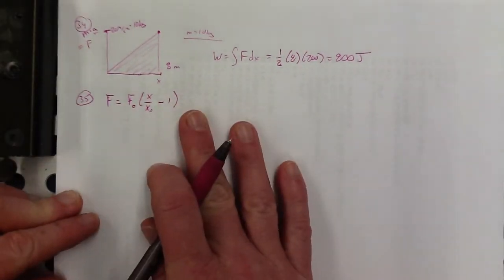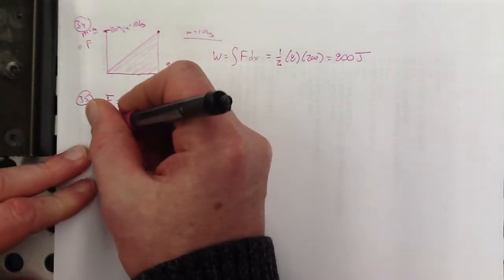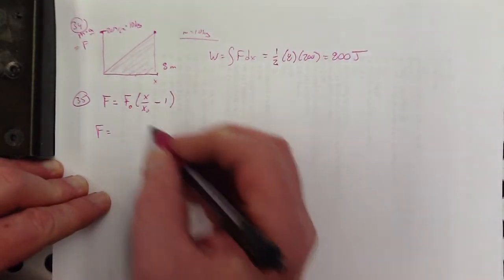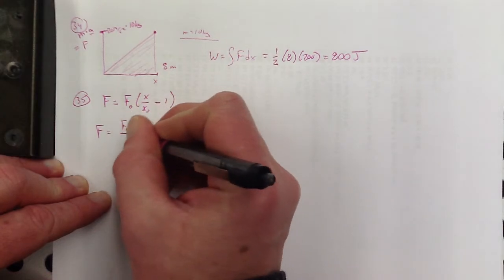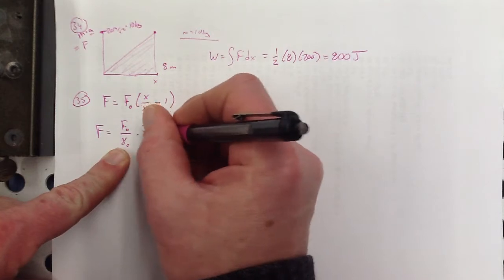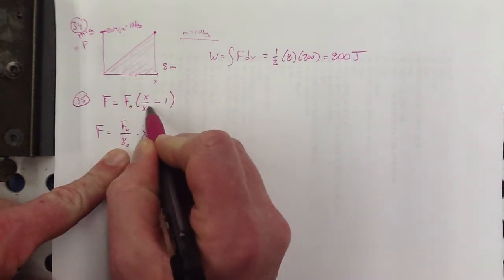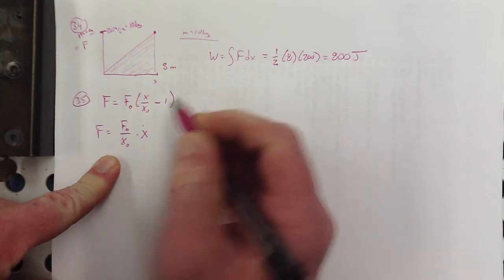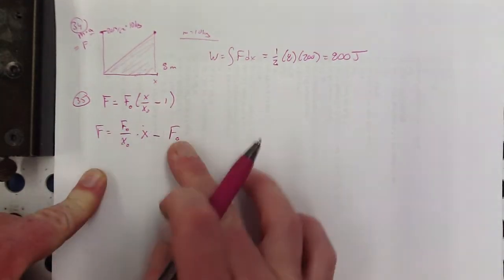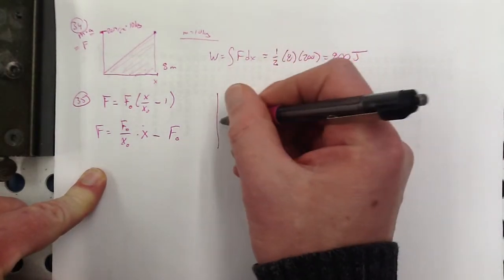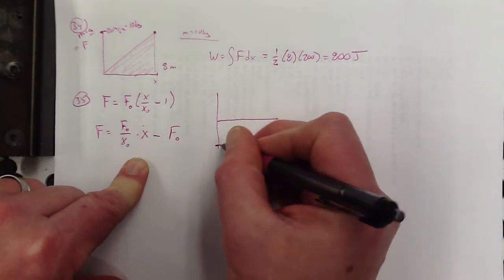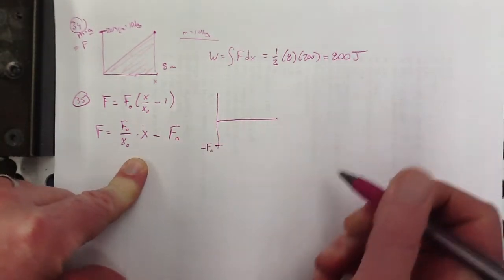Now, before I plot this, I am not super crazy about the way that this is written, so I'm going to distribute this F sub 0, and that's a constant, right? F sub 0 over x sub 0. That's a constant times x minus F sub 0. So now I think I can see more clearly. This is just a line, and its intercept is negative F sub 0.